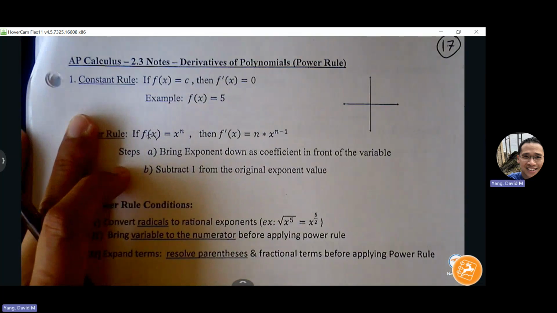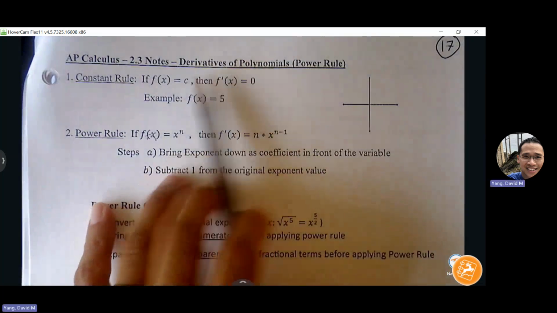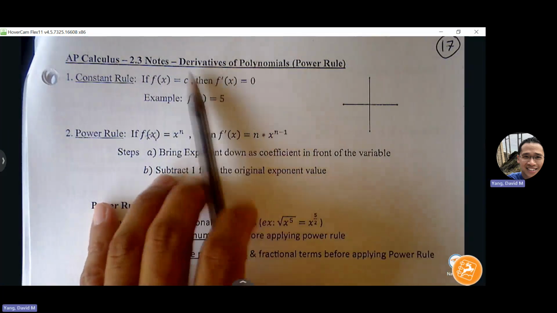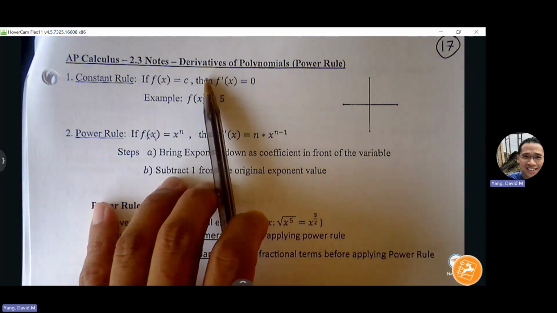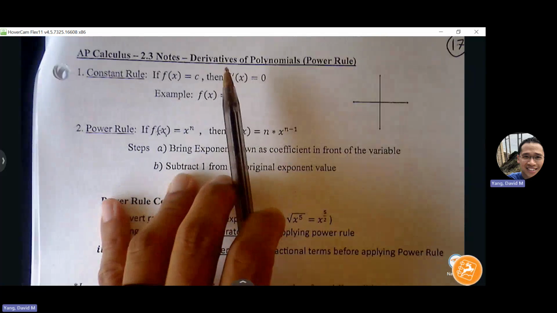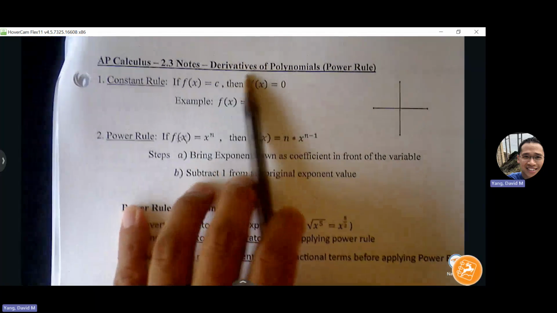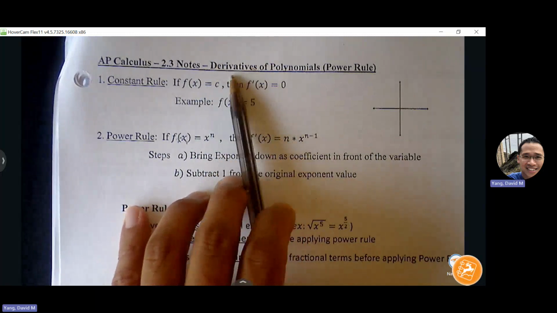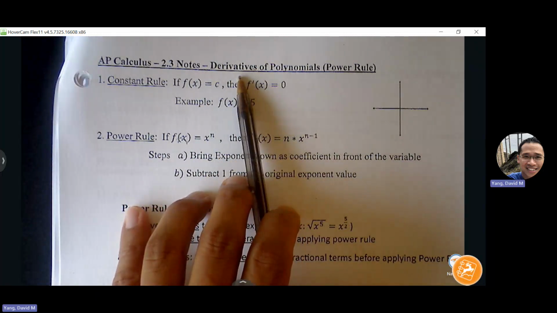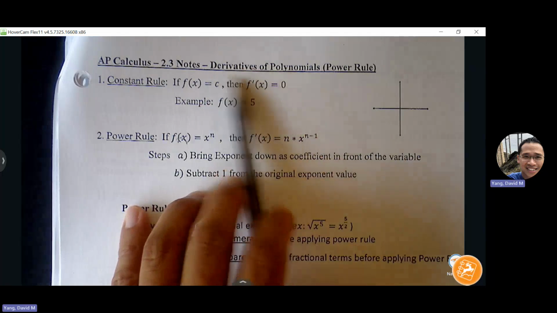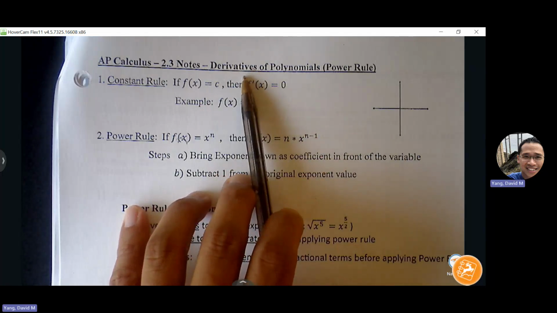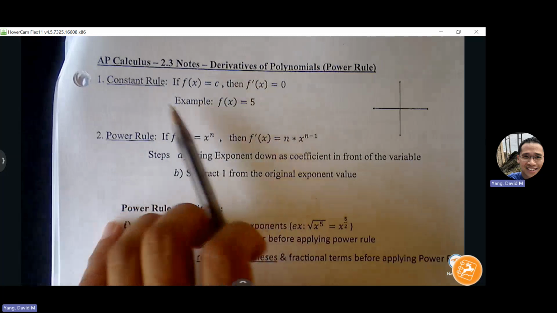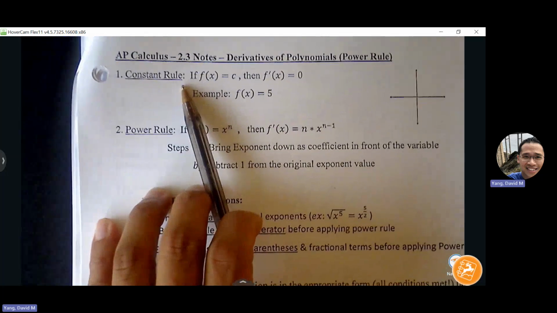Okay, so I want to keep reminding us that anytime we see the word derivative, I want us to connect that with something visual, with slope, right? Steepness. I know derivative sounds so abstract and complicated, but if we just continue thinking about slope, that's something we can visualize, something tangible. We know what slope is. So here's the first rule: this is the constant rule.